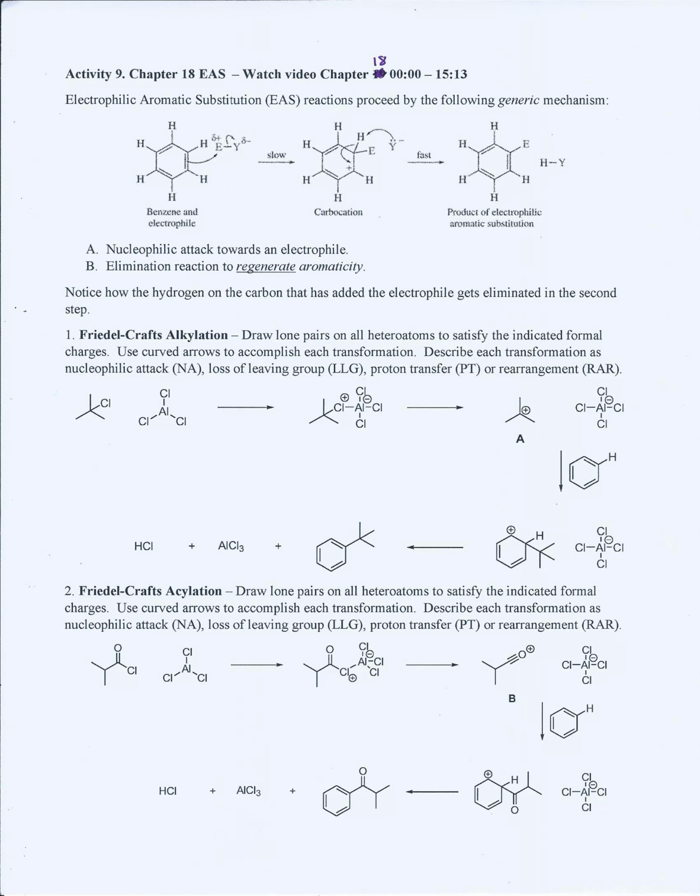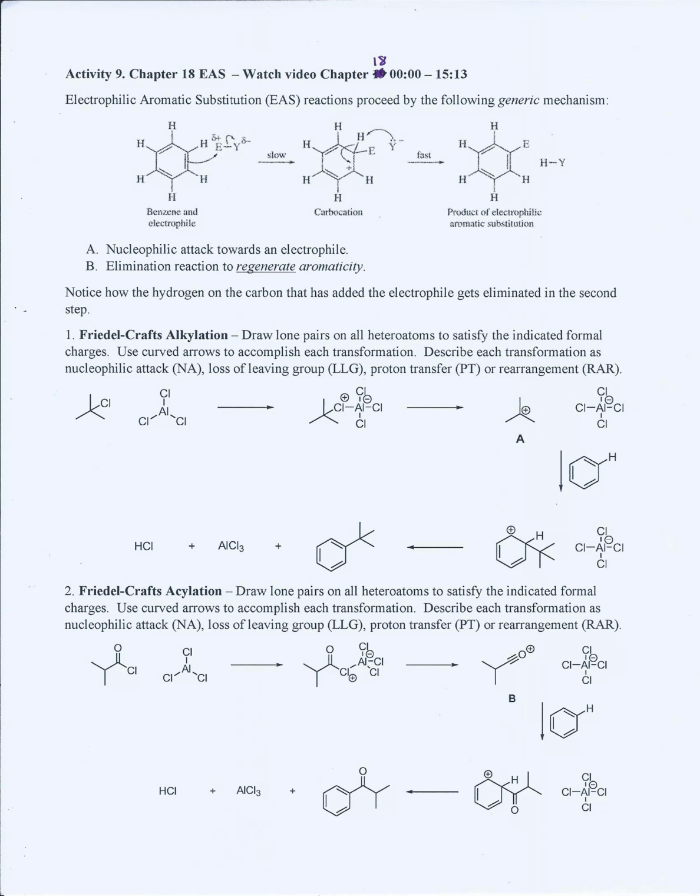This is Activity 9 for Chapter 18, EAS. The general idea of these reactions is nucleophilic attack towards an electrophile and an elimination reaction to regenerate aromaticity. For Part 1, Friedel-Crafts alkylation, we need to draw the lone pairs and identify each transformation as either nucleophilic attack, loss of leaving group, proton transfer, or rearrangement for every step.